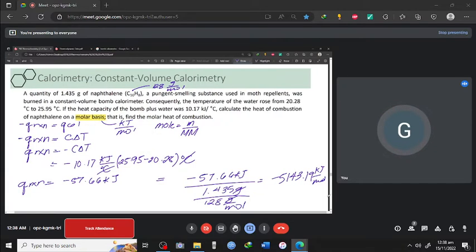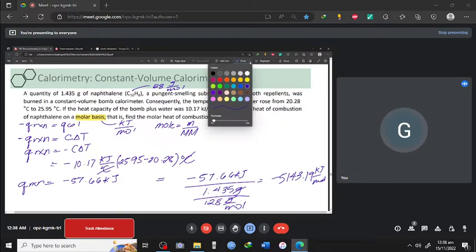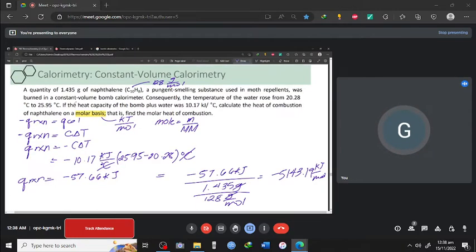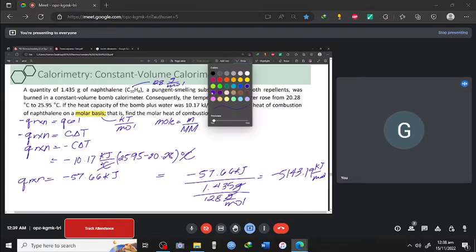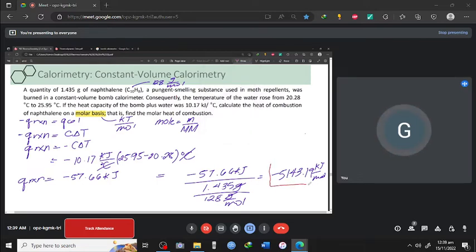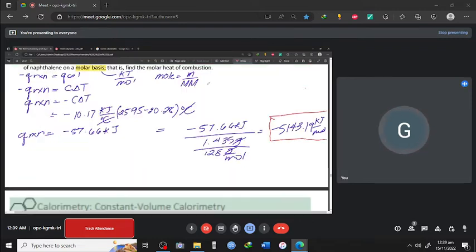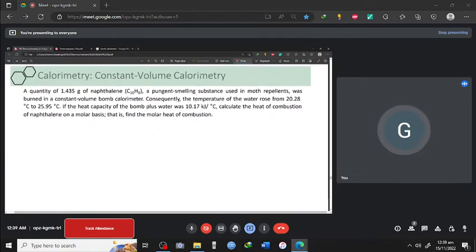Okay, ulitin natin, no? Bakit kaya natin dinivide pa yung moles ng naphthalene? So, dinivide natin yung moles ng naphthalene sa energy na nakuha natin kasi yung problem is tinatanong tayo kung ano daw yung heat of combustion in a molar basis. Pag nabasa nyo yung salitang molar basis, kailangan yung unit natin is kilojoule per mole. Okay, so yan yung final answer natin. Negative 5,143.19. Okay? So anyways, try doing this problem, no?